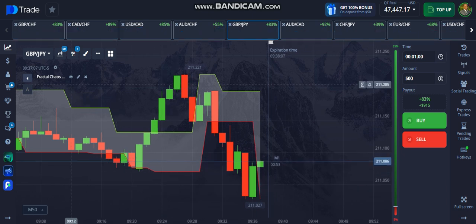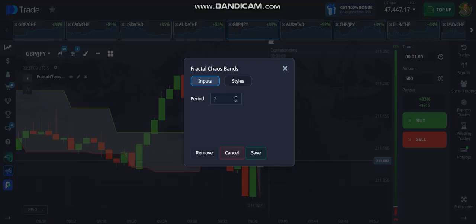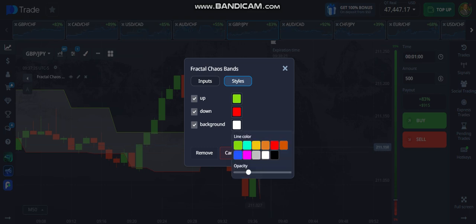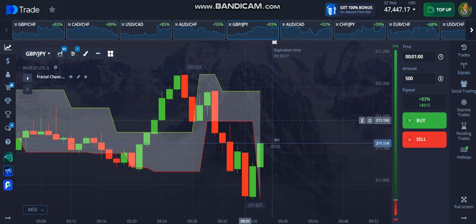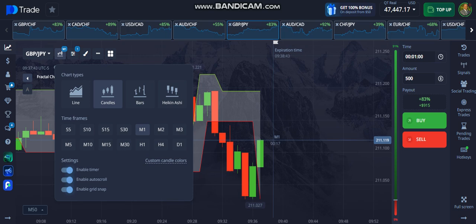while the red line represents a dynamic level of support. So if I go in and click the pencil icon on the indicator settings here, the period is set to 2, which is the default setting. So we're going to maintain the default setting. And in my style settings, I've changed only the background color to white. The reason why I did that is it makes seeing the green and the red lines easier. Okay, so for my candlestick chart, I've set the candles to 1 minute, regular Japanese candles.